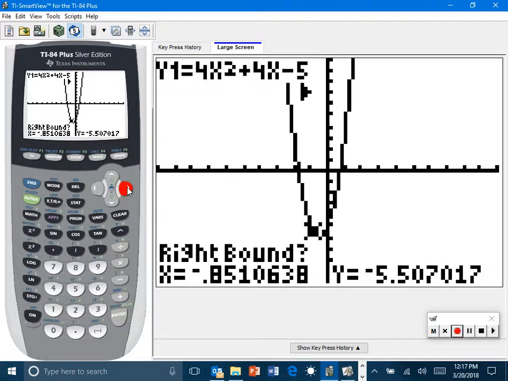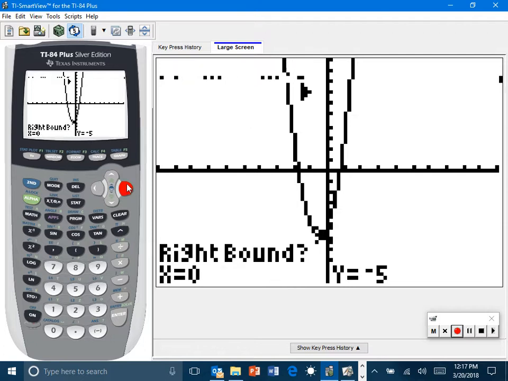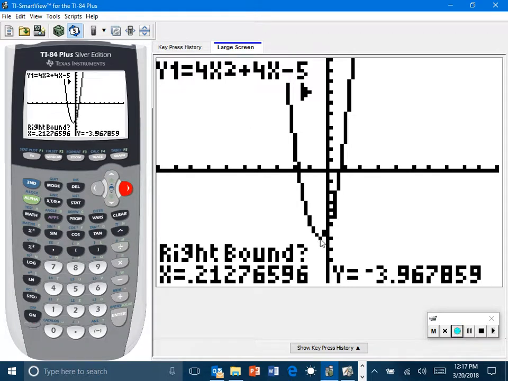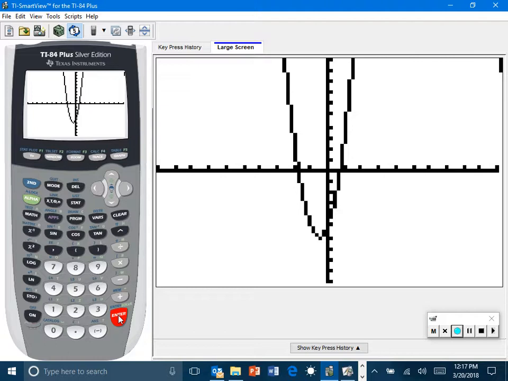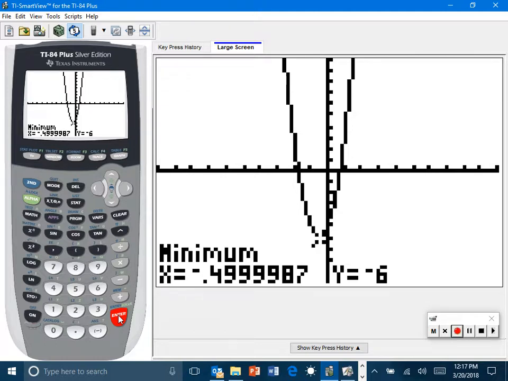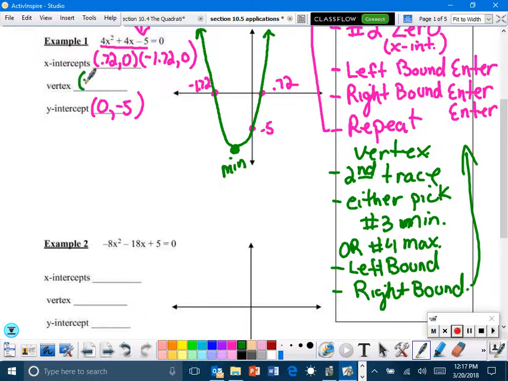Now I'm going to move the spider to the other side. So now I'm on the right side. So you can see the spider is on the right side of that vertex. I'm going to hit enter twice. And voila, there it is. Now we're going to round this to negative 0.5, negative 6. So the vertex is negative 0.5, negative 6. All right, so I'm going to mark this here also, negative 0.5, negative 6. That's my vertex.